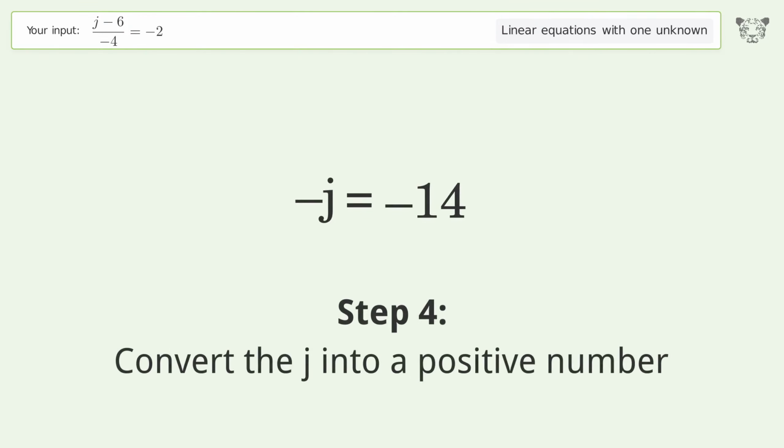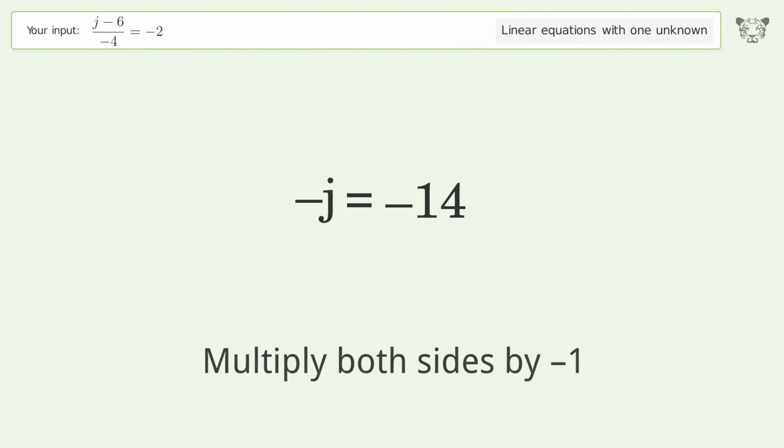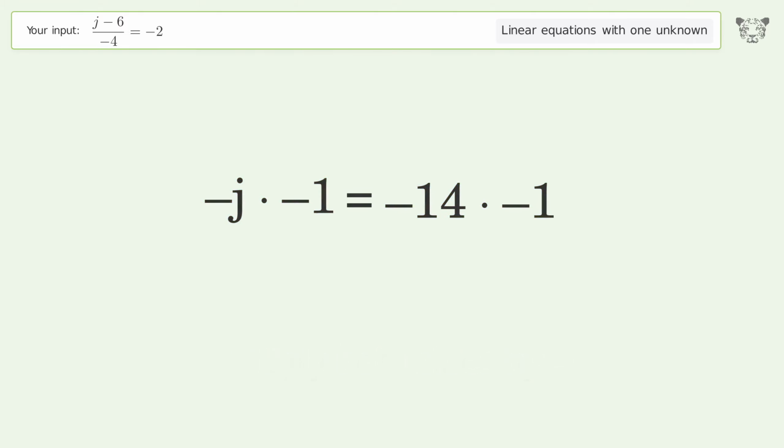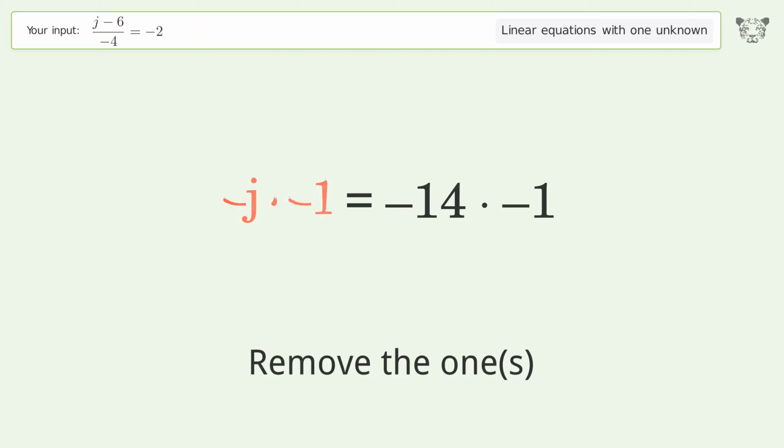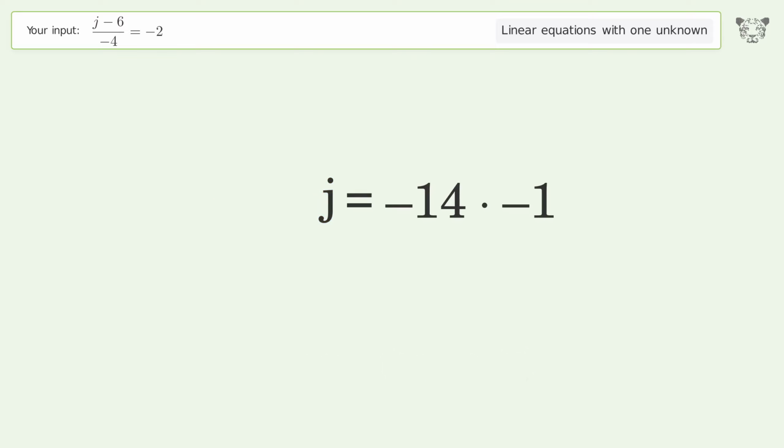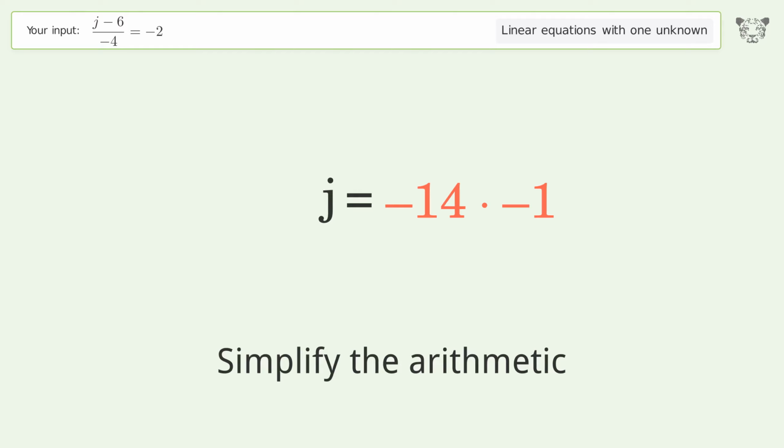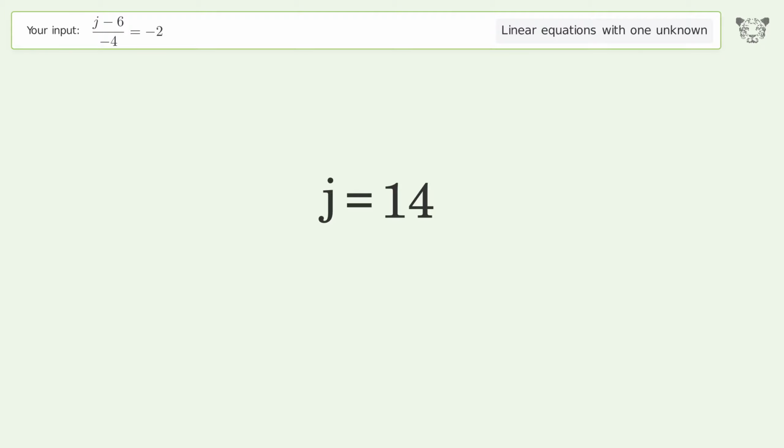Convert the j into a positive number. Multiply both sides by -1. Remove the ones. Simplify the arithmetic. And so the final result is j equals 14.